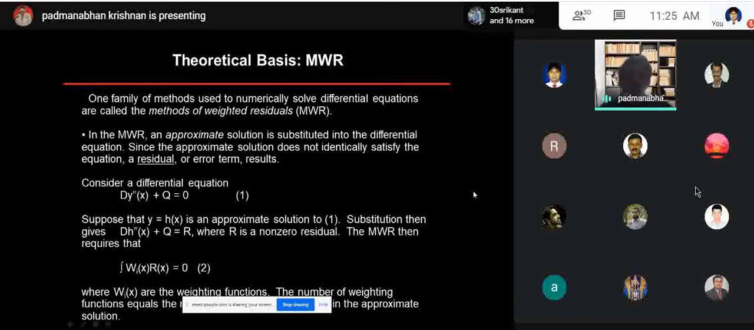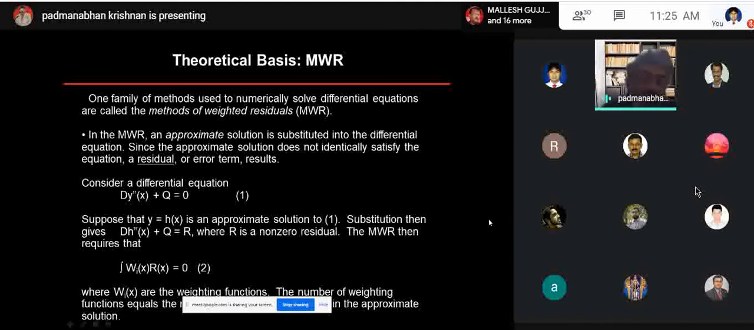So one family of methods used to numerically solve differential equations is called the method of weighted residuals, where you have the approximate solution. You have the approximate solution which is substituted into the differential equation. Since the approximate solution does not identically satisfy the equation, a residual or an error results.